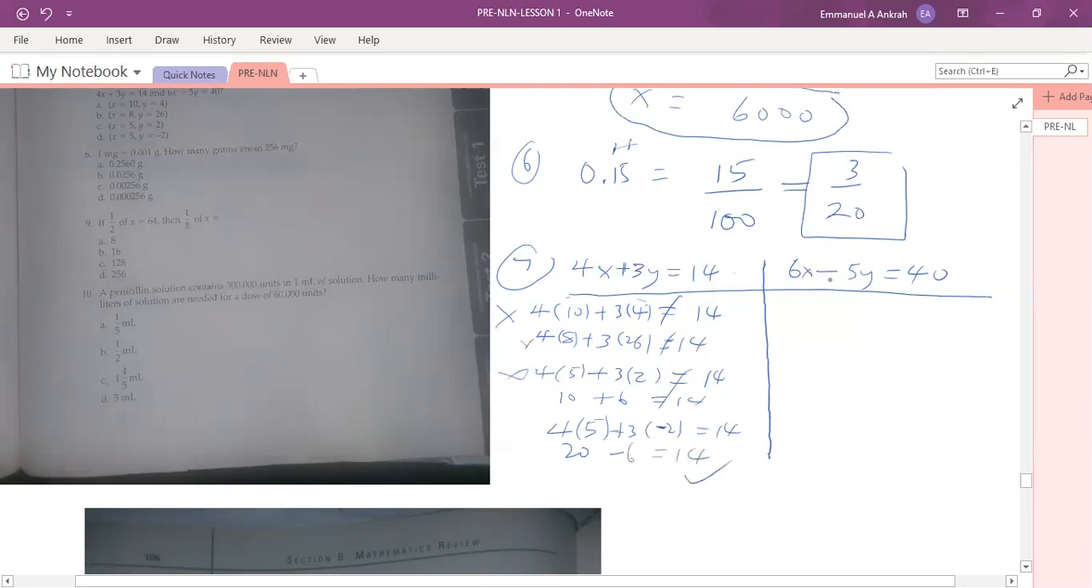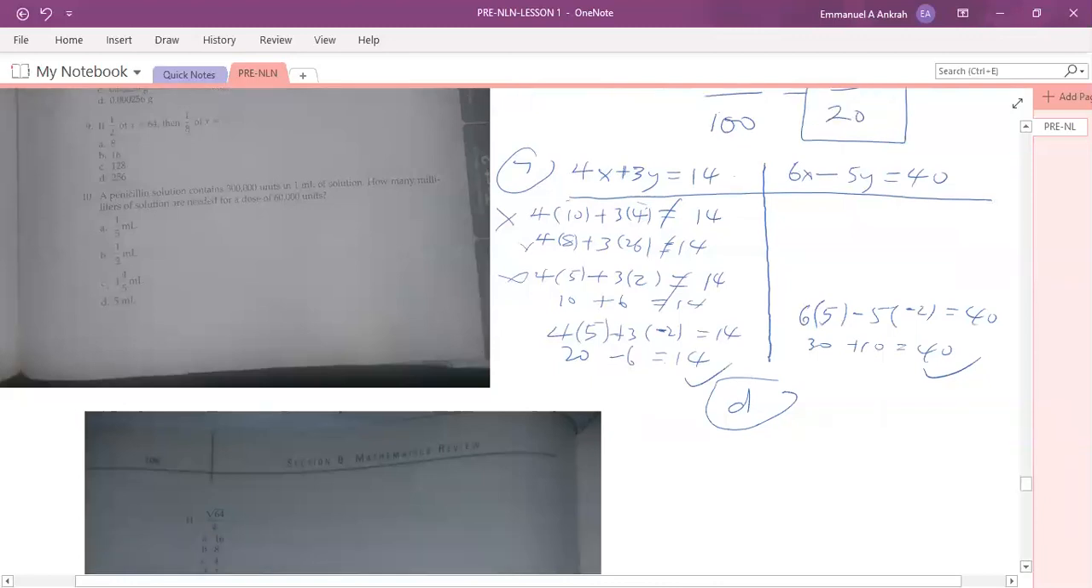You should also satisfy the second equation. Both should be true. There are some questions where one will be true and the other false. Then that cannot be an answer. It should be true for both. 6 times 5 minus 5 times -2, is that equal to 40? This is 30 plus 10, 40. So it is also correct. It's true of both. So that's why answer D is correct. Okay. So the backwards approach for this is helpful.